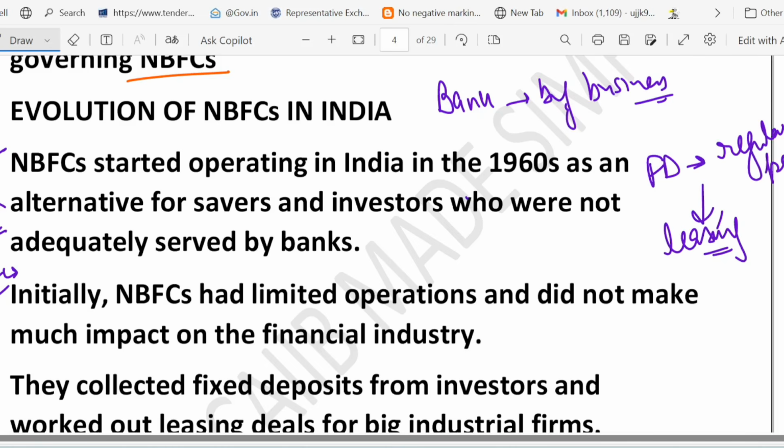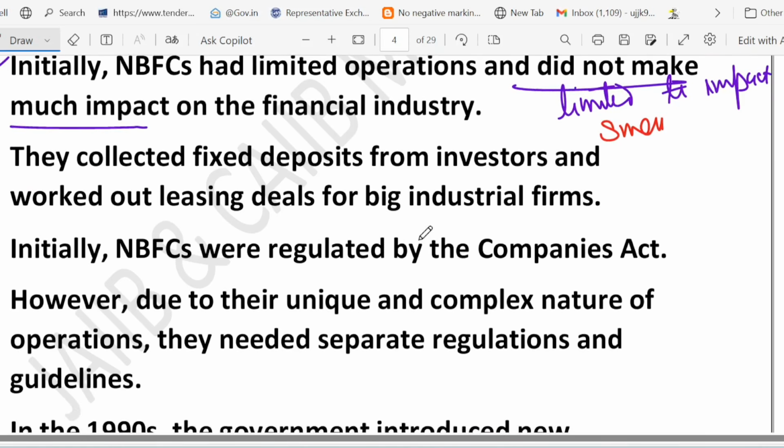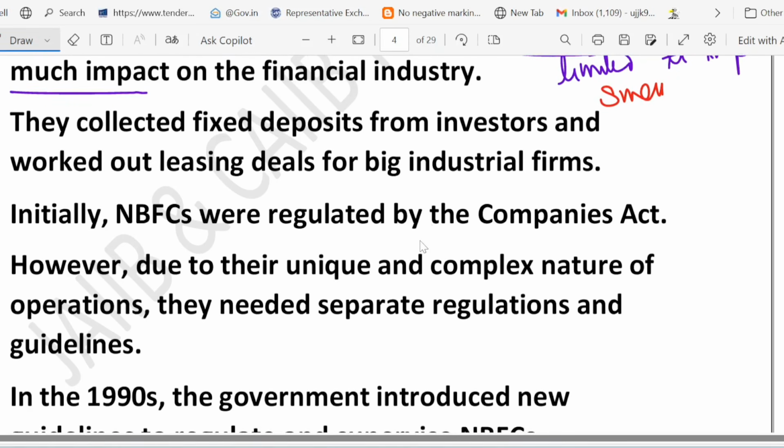Now, earlier there was limited impact. So you can see not much impact. We can say that the impact was limited, right? Operations were small scale, not as powerful as banks yet. Basically, the impact was very limited because operations were small scale and they were not as powerful as banks yet. Then comes the growth phase. The early phase was very small scale.